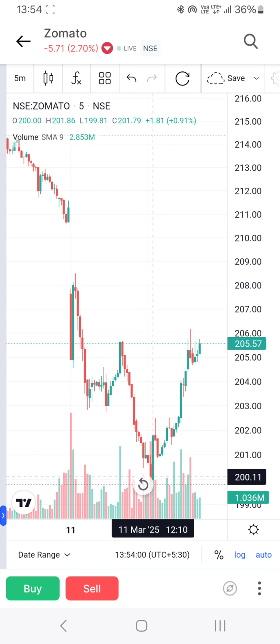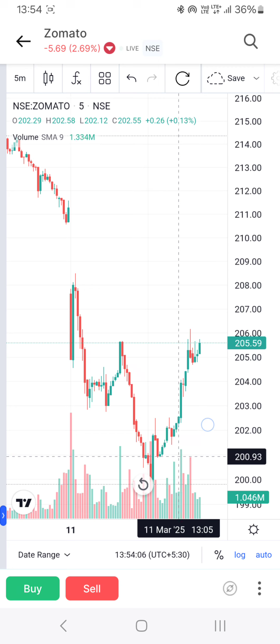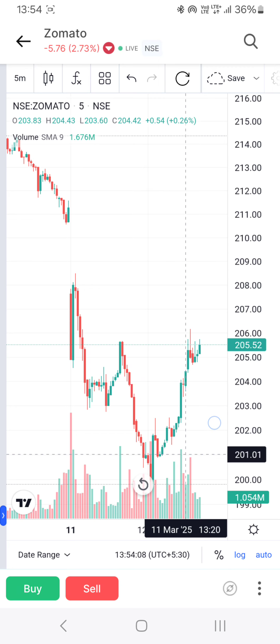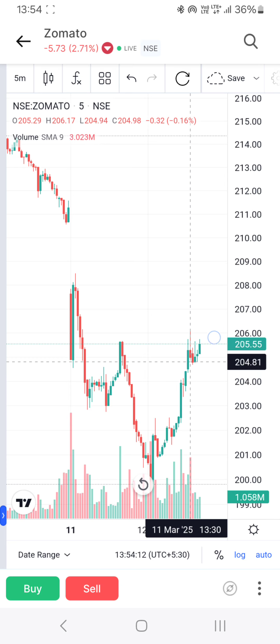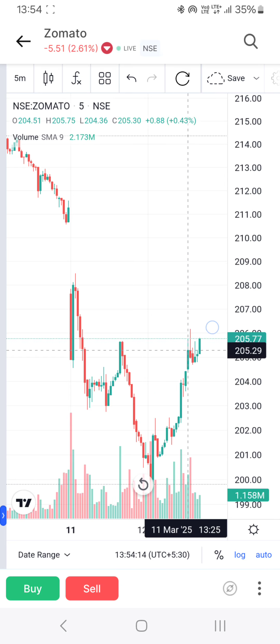After noon, we can see there is a recovery, and the recovery was quite good. And at 13:27, that is at this point here at 205, I exited the trade. Okay, so this was my entry and exit.